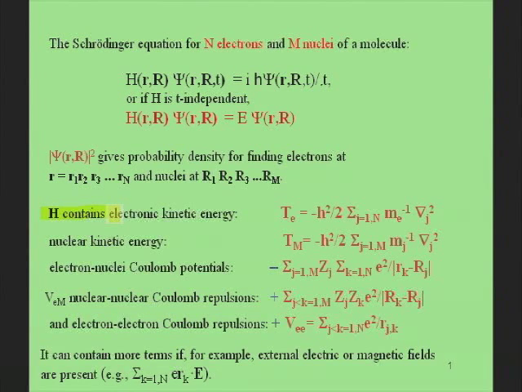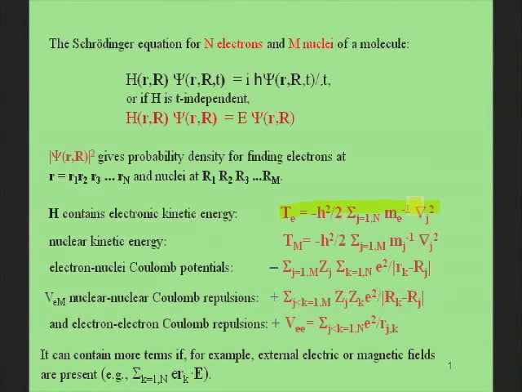For this polypeptide, we have a bunch of electrons. Each of those electrons has a kinetic energy, TE, the kinetic energy of the electrons. It's minus h bar squared over 2 times the mass of the electron, sum over j, 1 to n of del squared for electron j. That's the kinetic energy operator of each electron, additive.